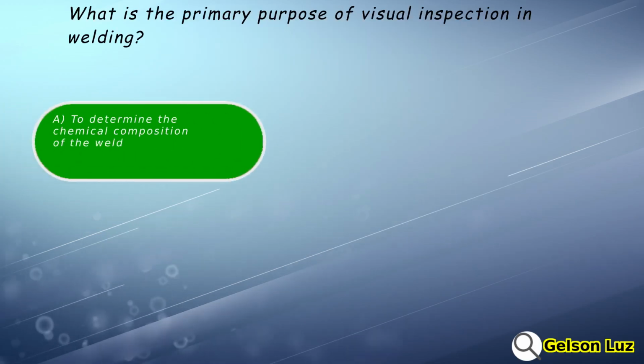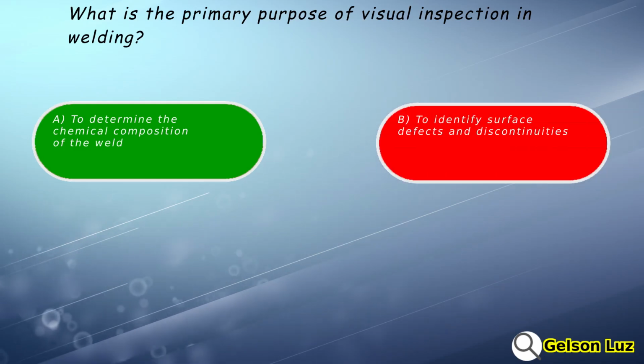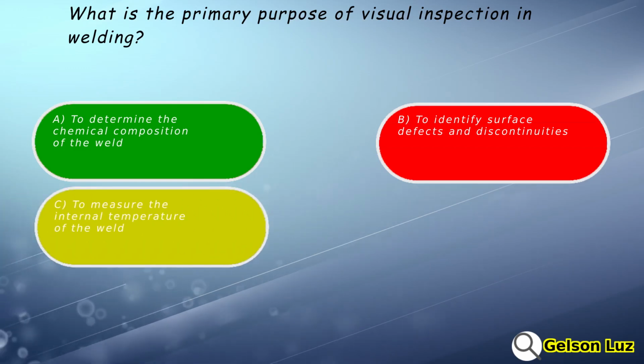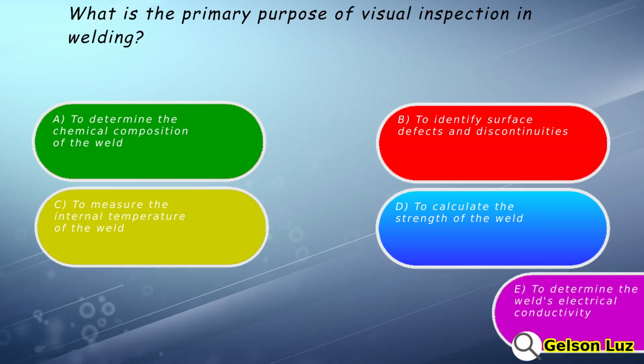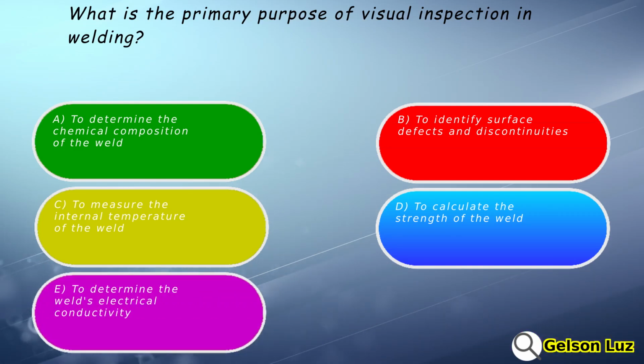A. To determine the chemical composition of the weld. B. To identify surface defects and discontinuities. C. To measure the internal temperature of the weld. D. To calculate the strength of the weld. A. To determine the weld's electrical conductivity.